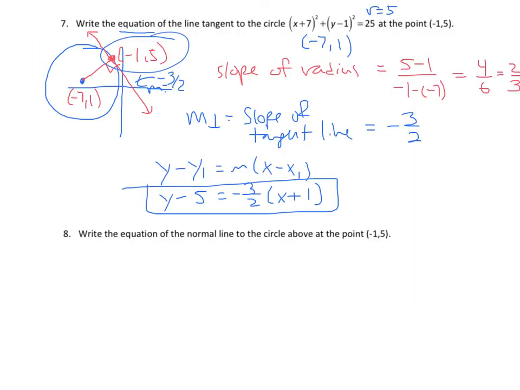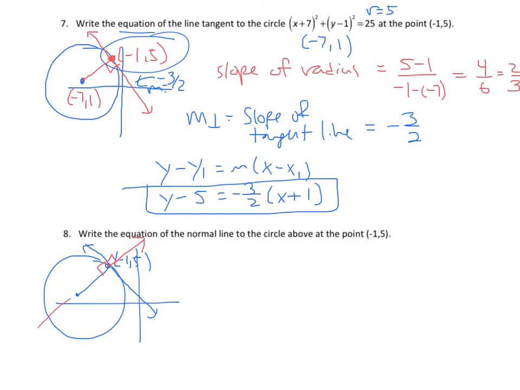In the next part, we want to write the equation of a normal line to the circle at the point -1, 5. So similar situation, same circle, same center, and same point, -1, 5. A normal line is perpendicular to the tangent line. So a normal line is just a line that actually would be an extension of the radius, because the radius is already perpendicular to the tangent line. So this would be a normal line.